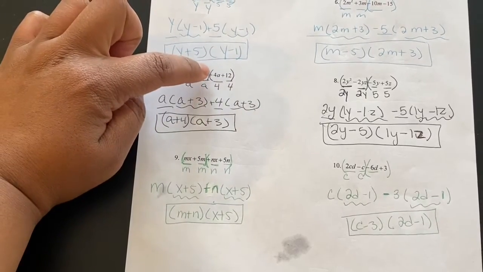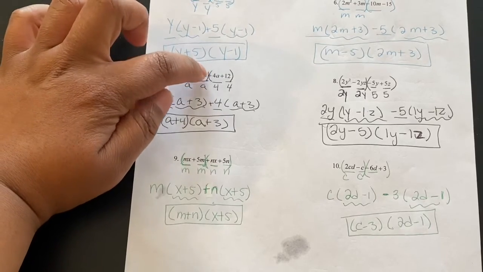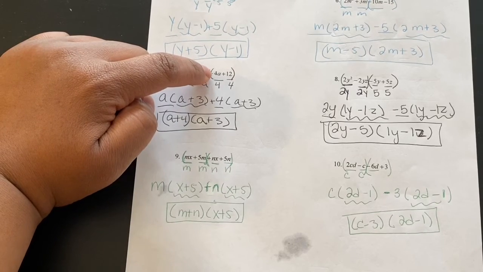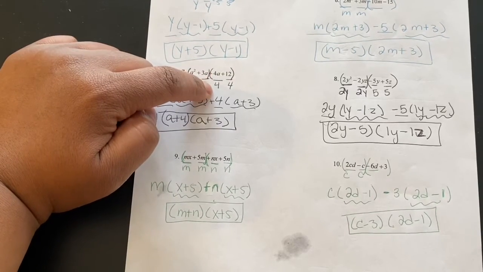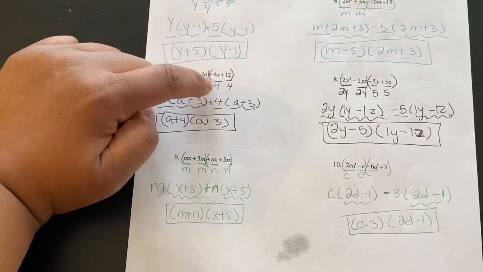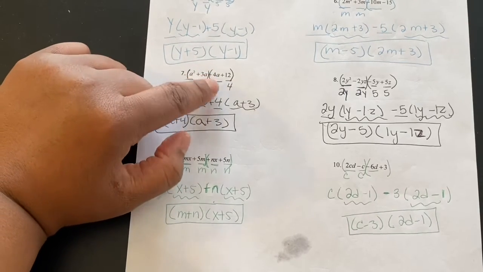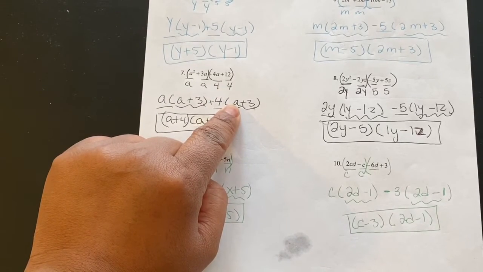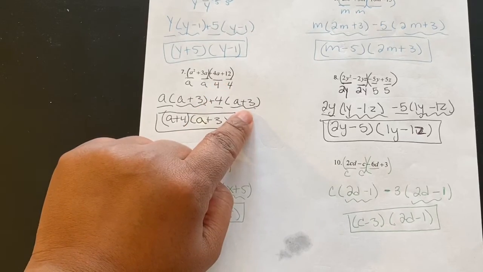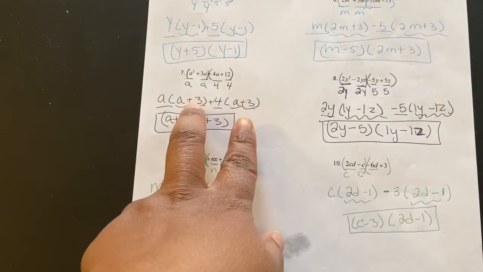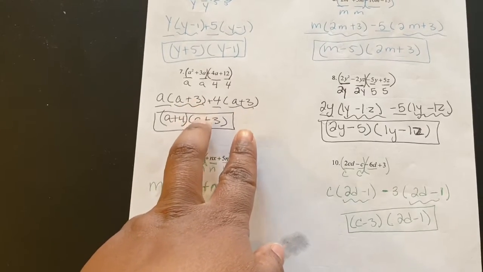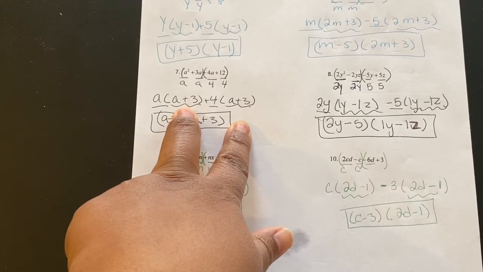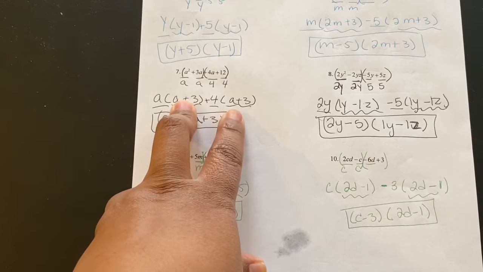I did the same thing with the second set of parentheses, 4a plus 12. The greatest common factor of 4a and 12 was 4. So I divided both by 4 and put that GCF of 4 on the outside. 4a divided by 4 is a, and 12 divided by 4 is 3. Remember, the indication that you did it correctly is that whatever is in the parentheses is the same. As you can see here, we have a plus 3 and a plus 3.